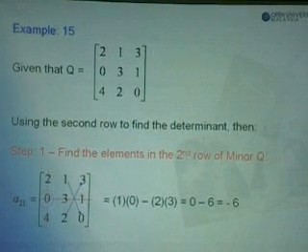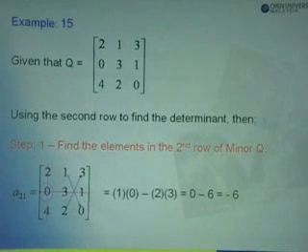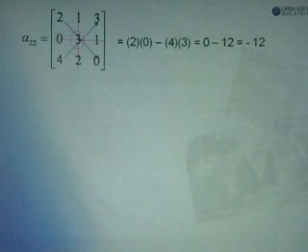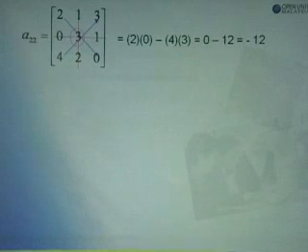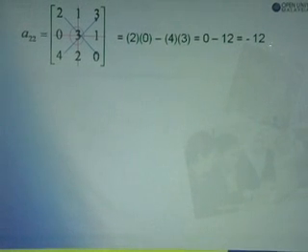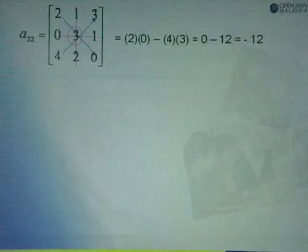So next we have to repeat for the second element in row 2 and the third element in row 2 as well. For the second element, we have row 2, column 2. Circle row 2, column 2, draw the row line and the column line. So what remains is 2, 0, 3, 4. We cross multiply 2, 0 and then 4, 3. So 2 times 0 becomes 0. 4 times 3 equals 12. Then 0 minus 12 will give us negative 12. So that is the second element of the minor of Q.